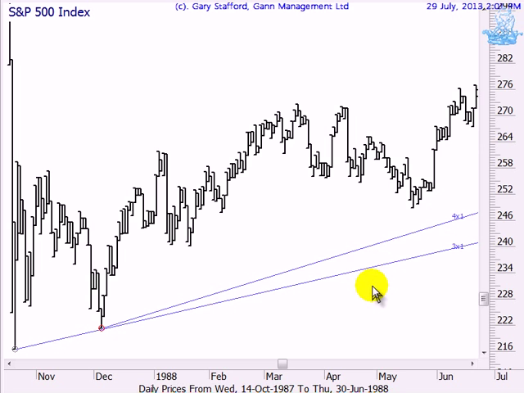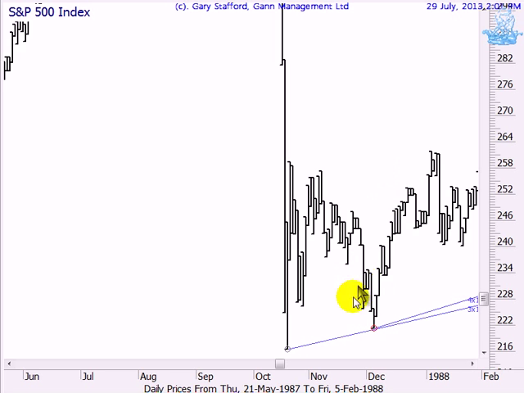Now these angles basically I can draw before the market ever gets there. So let's just scroll back a little bit. I've just moved it back to how the chart looked in the example that we're comparing it against. So a 4x1 is just a set geometric line. An 8x1 would be there. A 16x1 would be there.